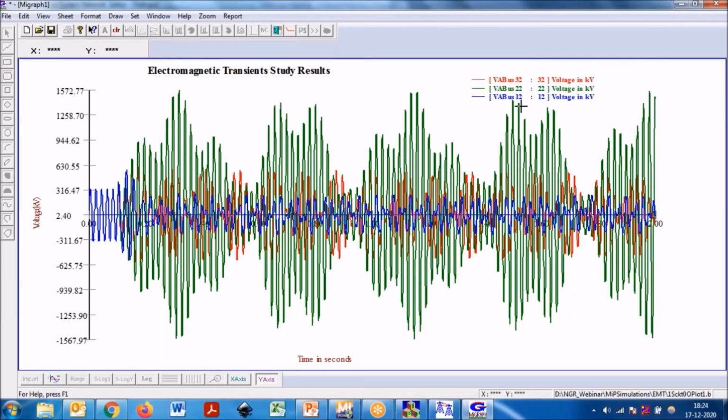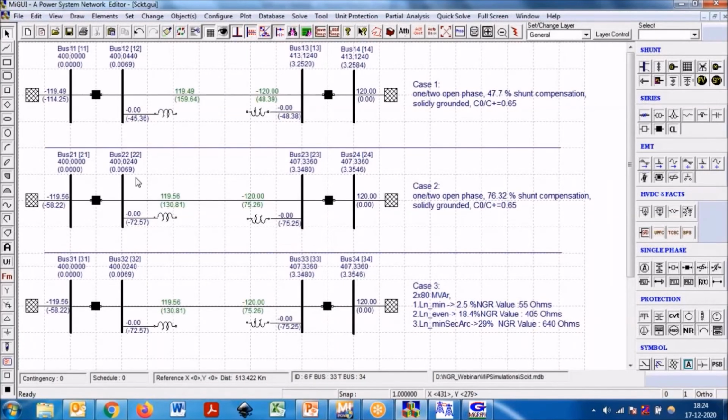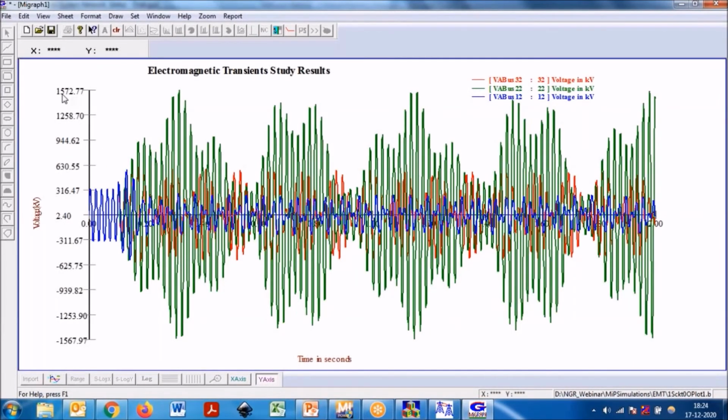The next, the green one, is bus 22. That is the second case. The same point I'm measuring, but you can see the degree of compensation is higher than this. So definitely you'll have some resonance point where you can see the voltages. How much are they touching? 1572 kV for the phase to ground values. Okay. There will also be a low frequency superimposed, something because of this network's L and C values. There is something called a beat frequency that we will always have.